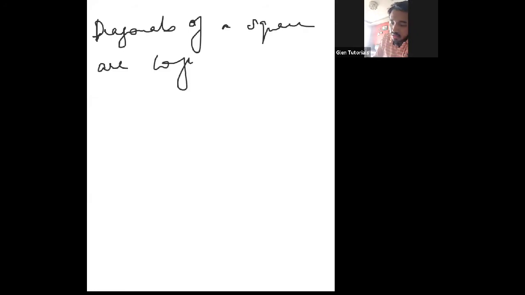Diagonals of a square are congruent. Can anyone tell me the answer of this? Convert to if-then form. Come on. Anyone who knows can unmute themselves and tell me fast. Diagonals of a square are congruent.